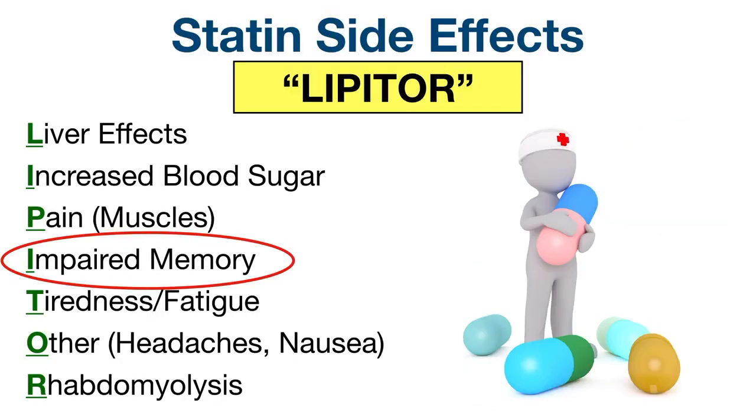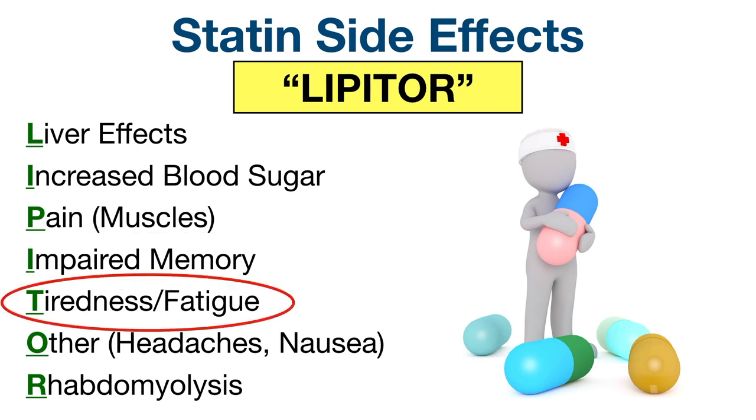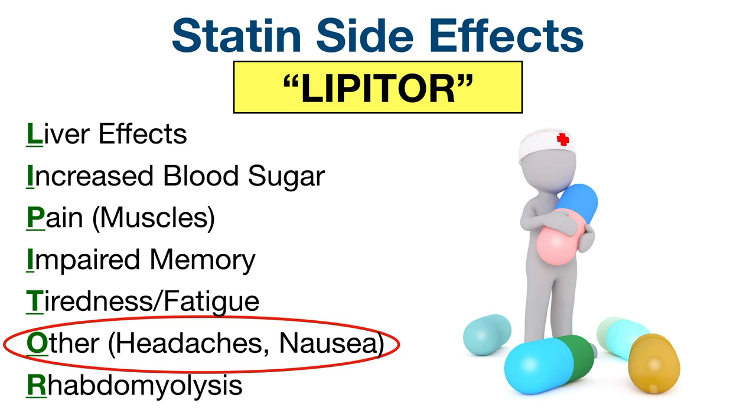The next side effect is another I, which stands for impaired memory. Some people have reported mild memory loss and confusion while taking a statin, but there's not much supportive data to suggest that statins are the cause. The side effect is often labeled as non-serious and reversible. Next, we have the T, which stands for tiredness, as some people have reported increased fatigue while taking a statin. Next, we have the O, which stands for other. This is the catch-all category to include other mild side effects like headaches and nausea.